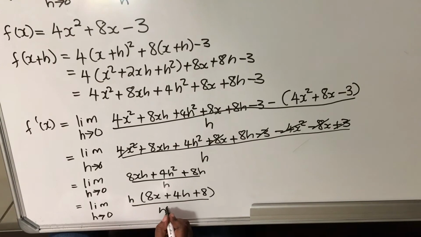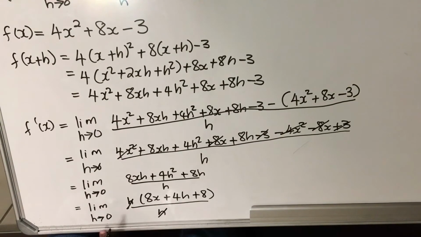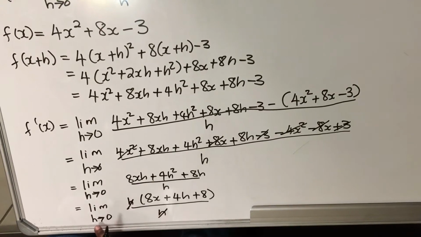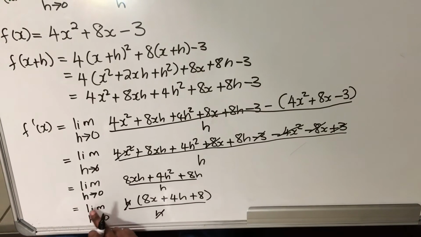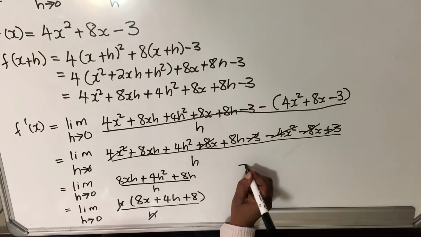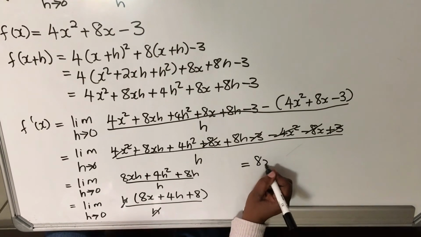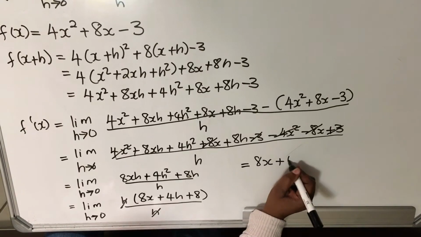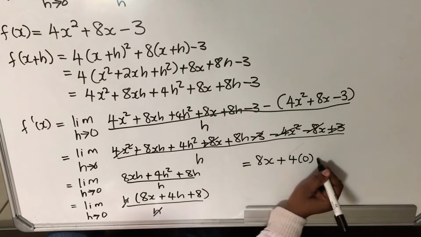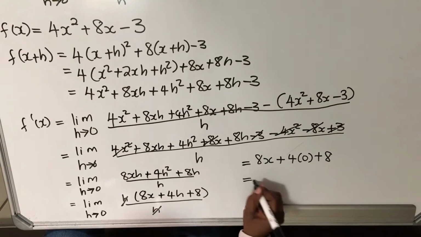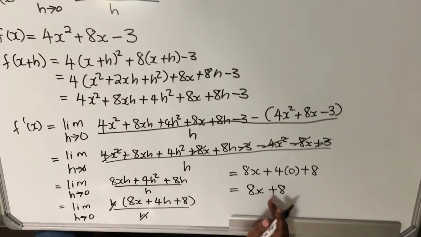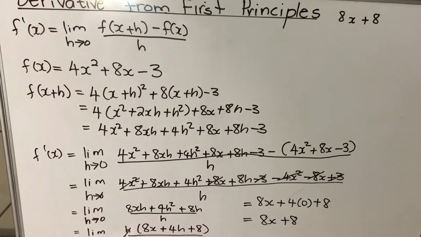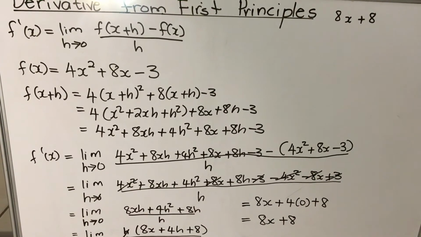Then the h cancels the h. Now I don't have the h as a denominator. I can put the 0 in my equation and I can stop writing the limit. So I'll have 8x plus 4 times 0 plus 8. So my answer is 8x plus 8. Then I go check. Do you see? It's the same. Then I'm happy. It means I've done it correctly.